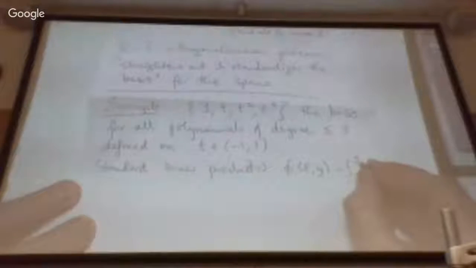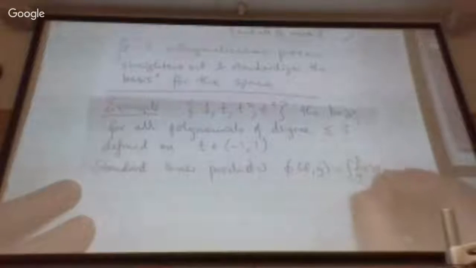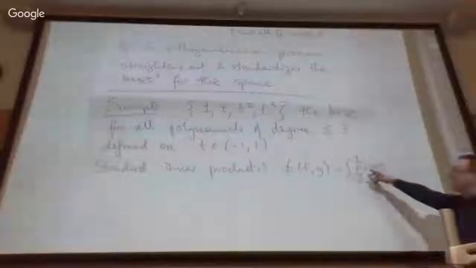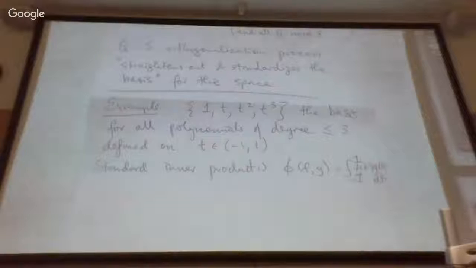The standard inner product is phi of fg. For two such polynomials, you integrate the product of them from minus 1 to 1, the integral of f of t, g of t dt. You integrate the product of the two polynomials.